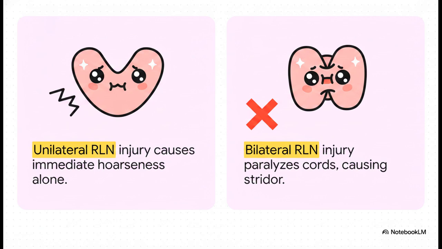Recurrent laryngeal nerve. Unilateral injury paralyzes the ipsilateral vocal cord, which causes it to rest in a paramedian position. This results in immediate hoarseness without airway obstruction. The absolutely critical takeaway here: unilateral injury causes hoarseness alone, but bilateral recurrent laryngeal nerve injury paralyzes both cords. That causes them to collapse together and completely obstruct the airway, which leaves us with a pretty intense clinical thought. When extubating a high-risk thyroidectomy patient, are you truly prepared for the airway to vanish right before your eyes?